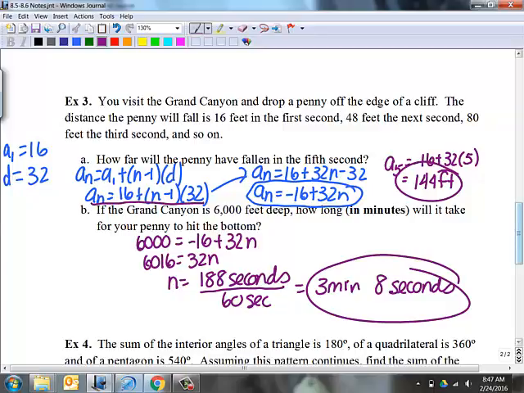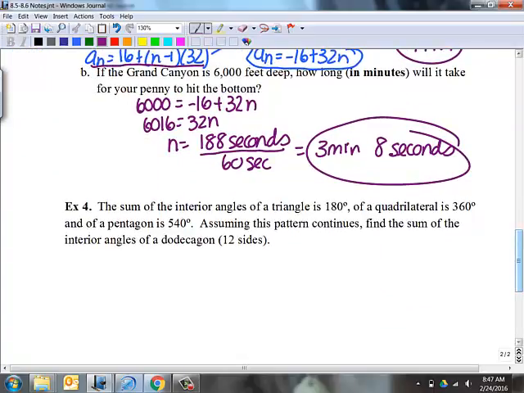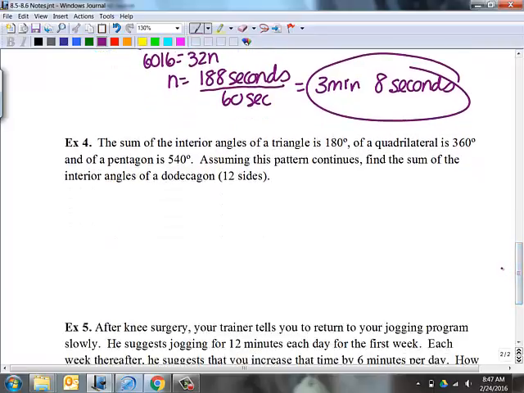Okay. Number 4. The sum of the interior angles of a triangle is 180, a quadrilateral is 360, and a pentagon is 540. Assuming this pattern continues, find the sum of the interior angles of a dodecagon. It has 12 sides. So I again have AN equals A1 plus n minus 1 times D. If I use A1 as 180, how many terms are between a triangle with 3 sides and a dodecagon with 12 sides? Because we need to find n, right?